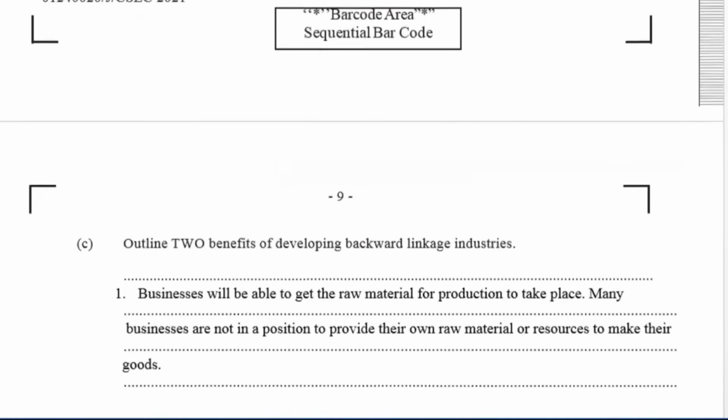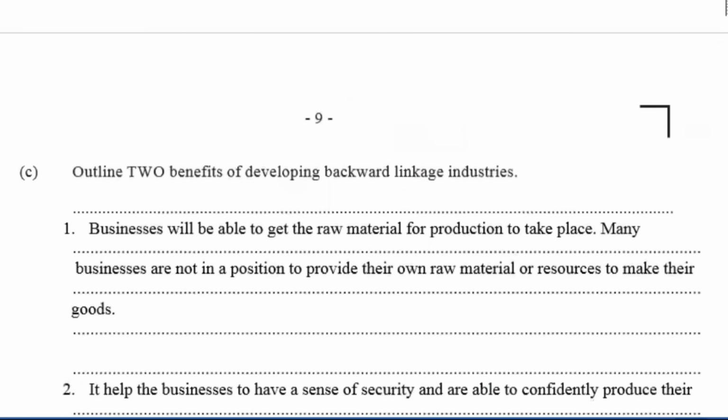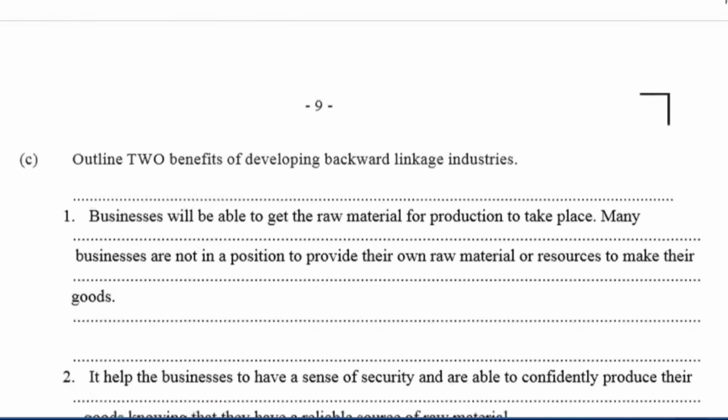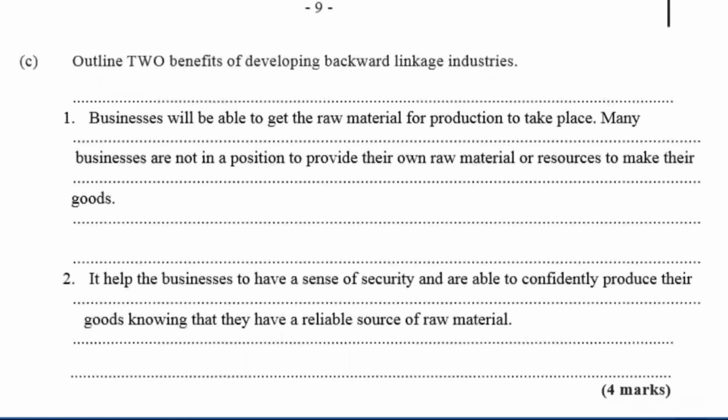All right, so hear this. The first benefit is that businesses will be able to get the raw material for production to take place. Many businesses are not in a position to provide their own raw materials or resources to make their goods. And remember, it says outline, so you cannot just list it. You have to give a little bit more detail. All right. And the second benefit, it helps the businesses to have a sense of security, and they're able to confidently now produce their goods, knowing that they have a reliable source from which they are to get their raw material.